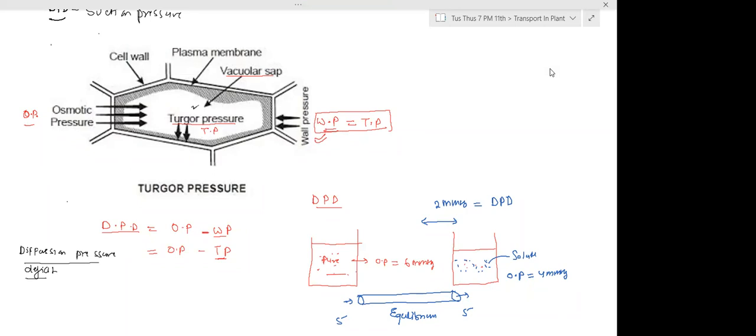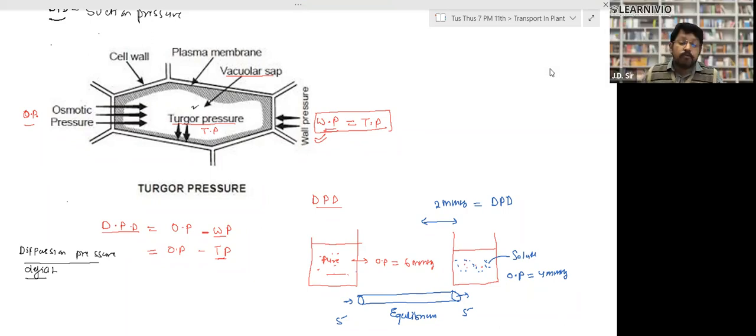So what is DPD? The deficiency of pressure at another end. Look, suppose that I have 5 rupees and you have 10 rupees, right? So you have 10 coins and I have 5 coins, right? So where is the money more? At your end, right? And what is the rule? We must have an equal amount of money.